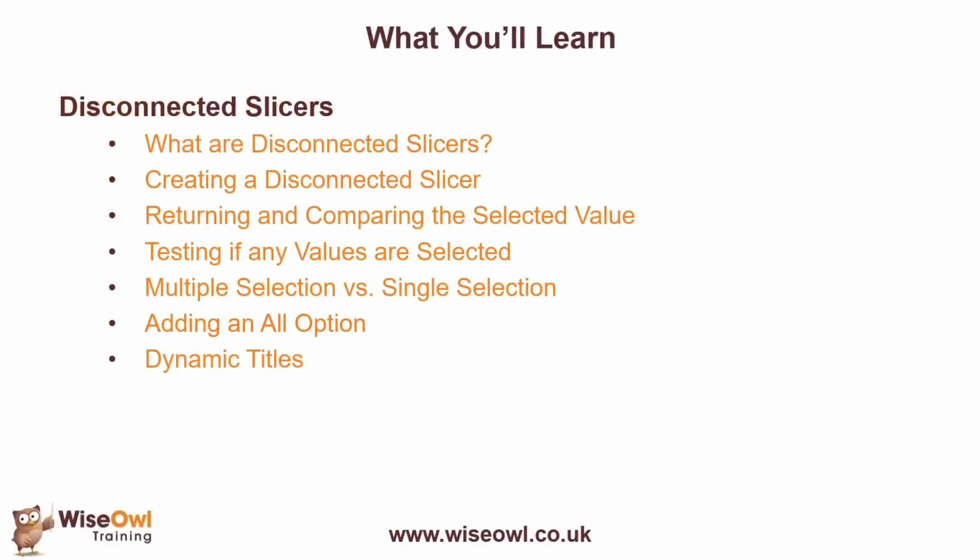We'll begin with a description of what disconnected slicers are before we create one in a report. We'll explain how you can return the selected value and then use that to compare with other values in your measures. We'll show you how you can test if any values in the slicer are selected, and then talk about the difference between multiple selection versus single selection and how you can deal with each type.